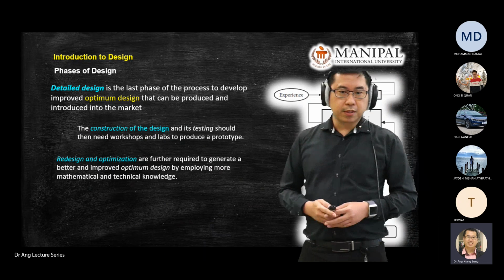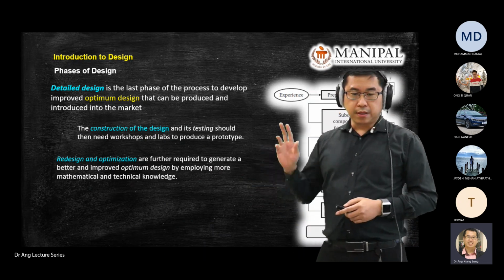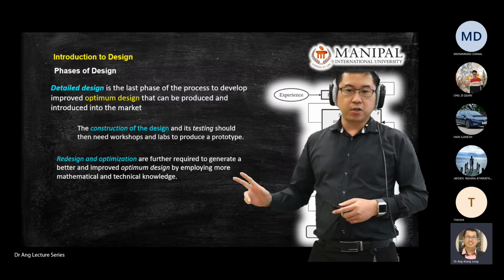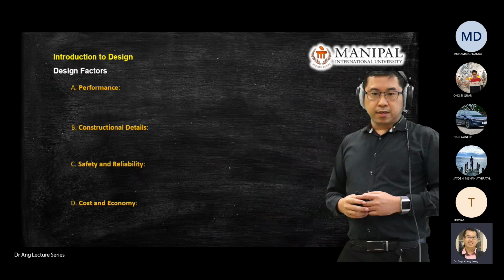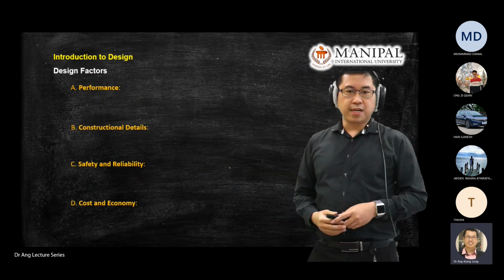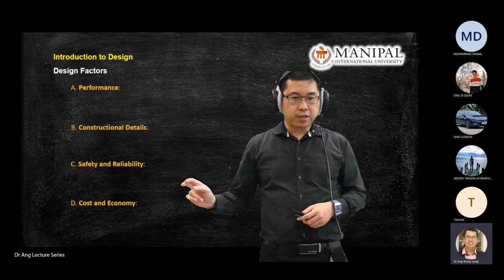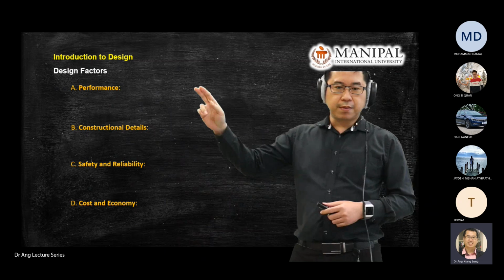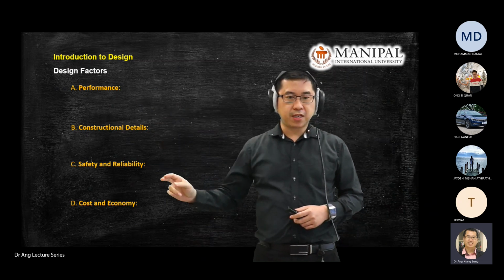Okay. So this one is just an add-on. In engineering design, you will keep on doing optimization. The next one, we'll look at design factors. So for design factors, we can look at 4 dimensions. When you design something, we look at performance, construction detail, safety, and cost.